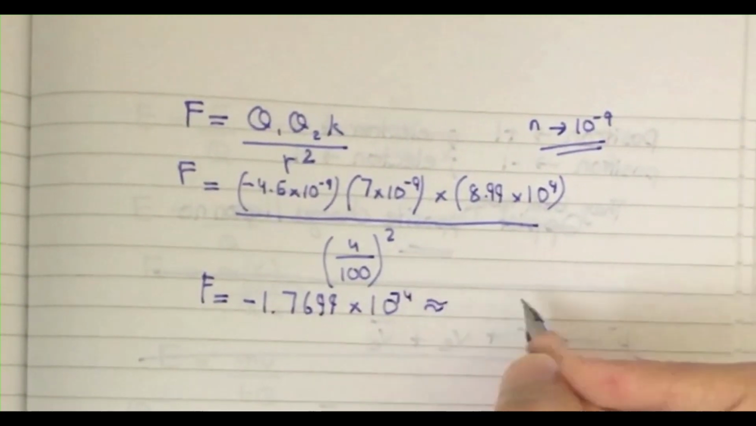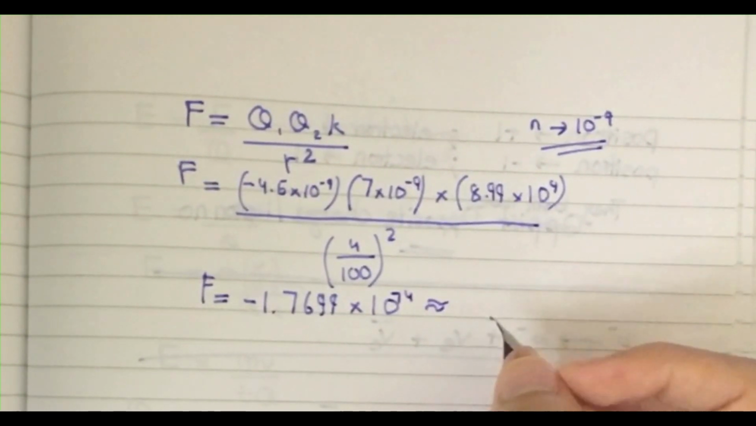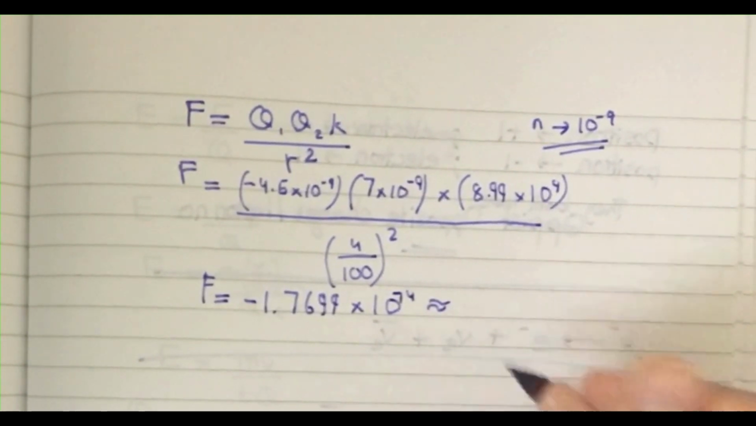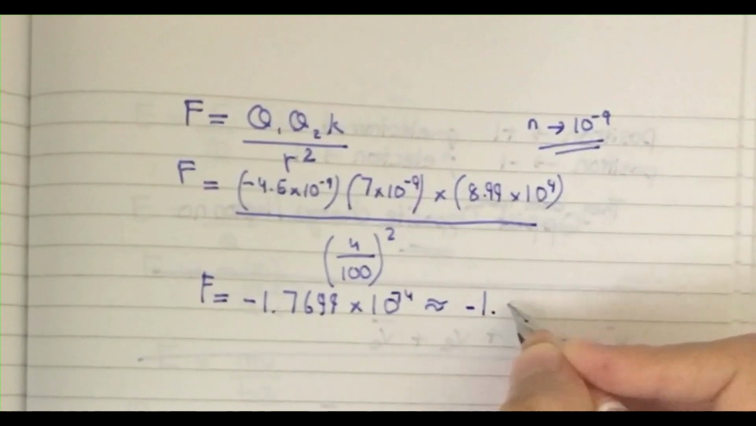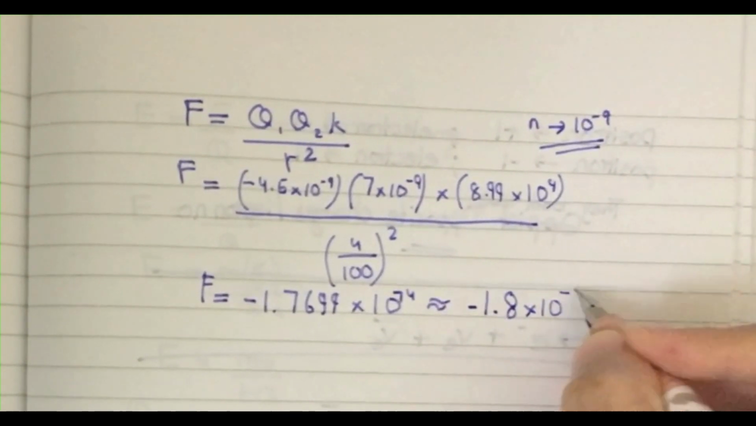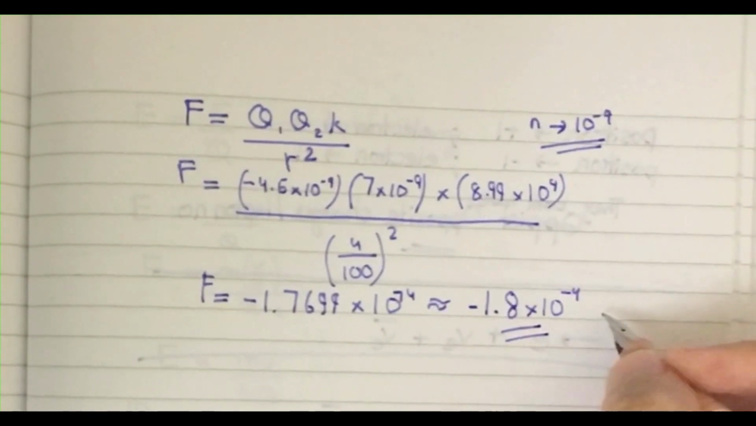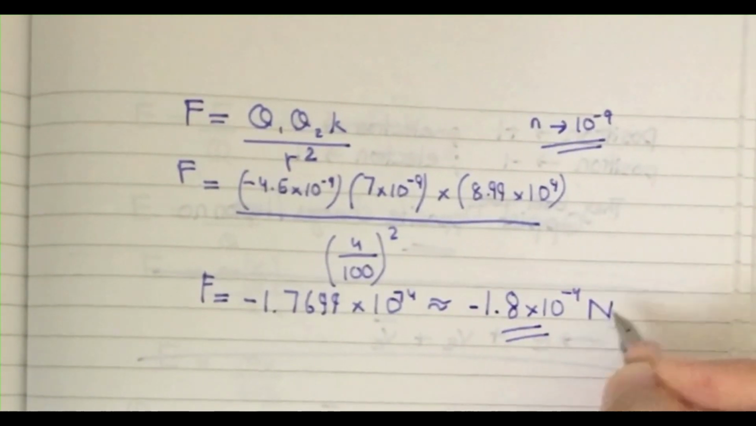If you round it off, I can see that the values given in the question are to 1 decimal place, so I'm going to write my answer in 1 decimal place. So it is negative 1.8 times 10 raised to power minus 14. So this is my magnitude of force.